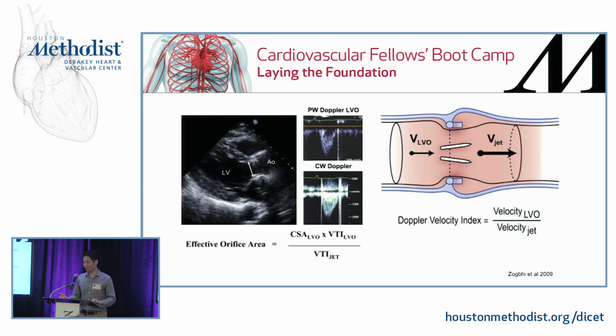Keep in mind that whenever you are doing a calculation with the cross-sectional area, if you screw up on your radius at all, you're going to square your mistakes, right? So always keep that in mind when you're doing things like effective orifice area, or an aortic valve area with the continuity equation, because that's a very easy way to over or underestimate your areas.